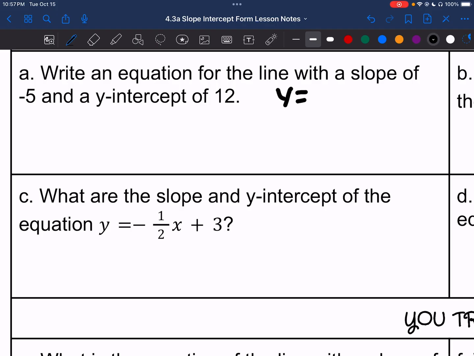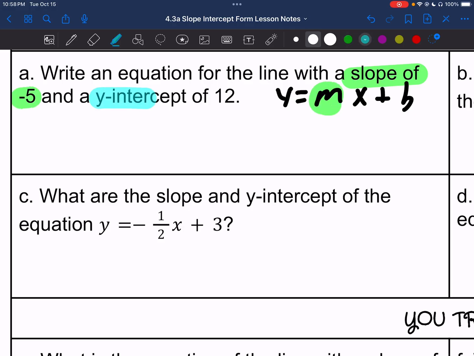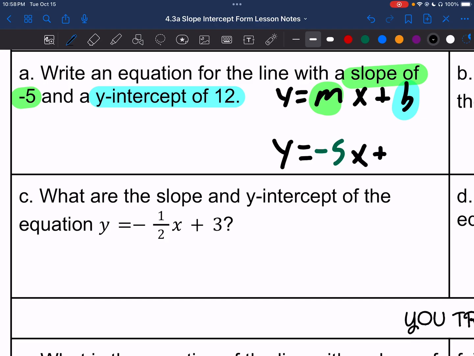So our generic form is y equals mx plus b. And we are going to find two of our values. So our slope is -5, and that's our m. And our y-intercept is 12, and that's our b. And so we are just going to substitute those values in. Y equals m, -5, times x, plus our b value, which is 12.